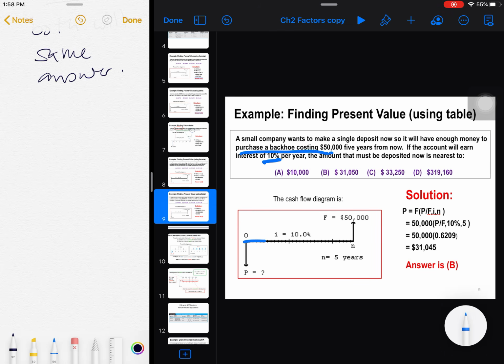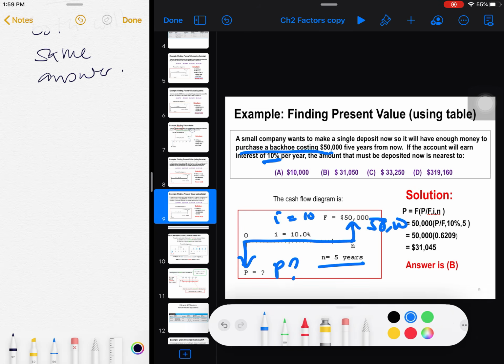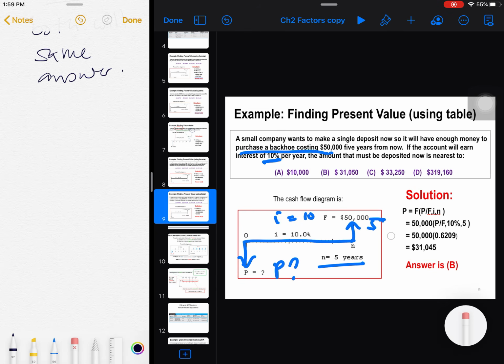So in the cash flow diagram, you have to find P showing downwards. Okay, you have future value 50,000, i equals 10% and N equals 5 years. You put everything into the equation, but now we use the table. So it's over here. And the answer is B, given here.